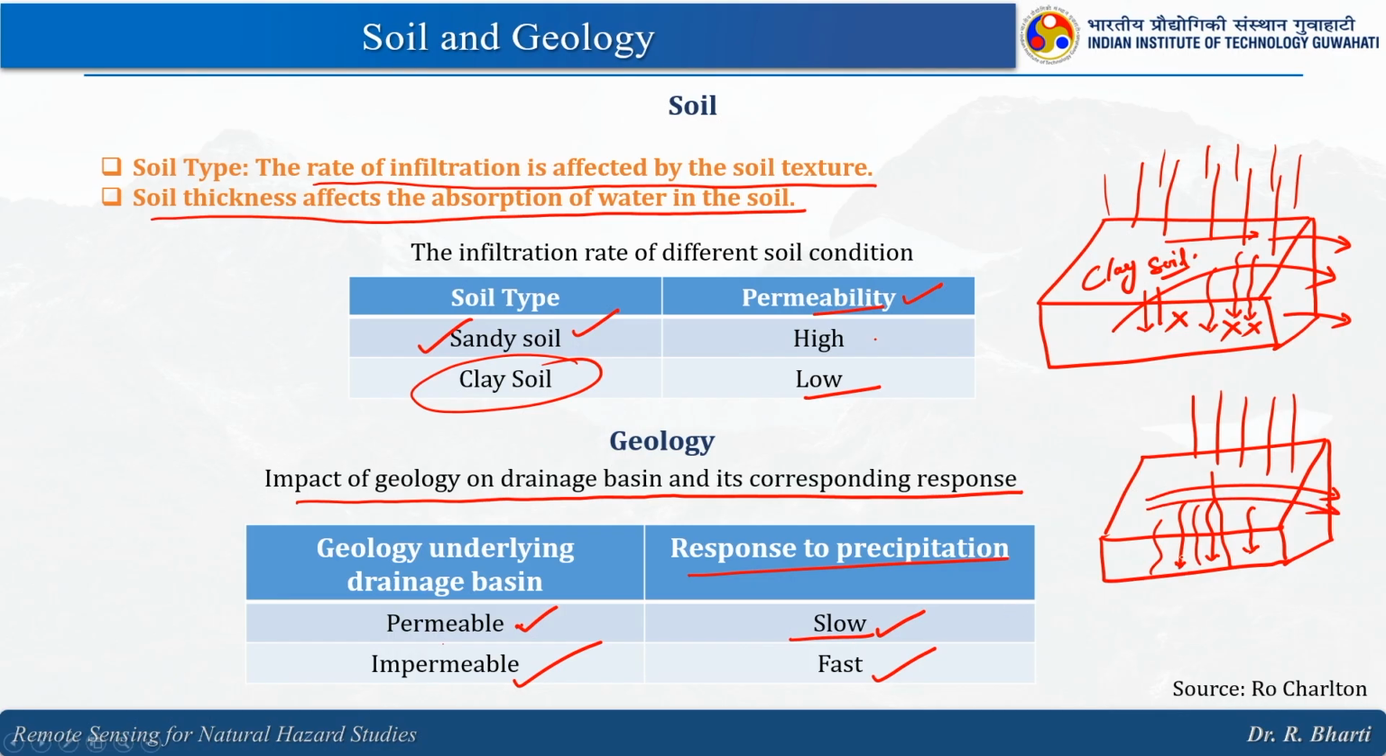If it is impermeable, what will happen? Nothing will go in here and everything will be in the form of surface runoff, right. So, that is the meaning of this table.